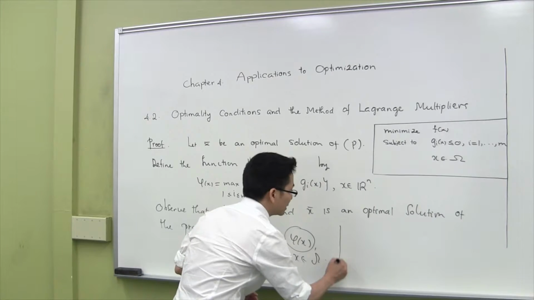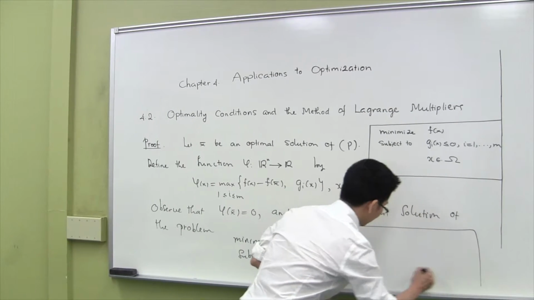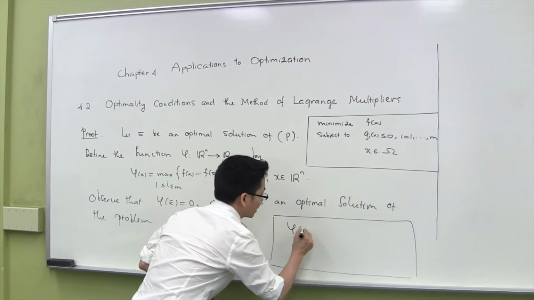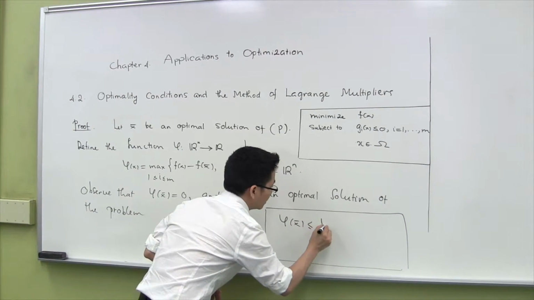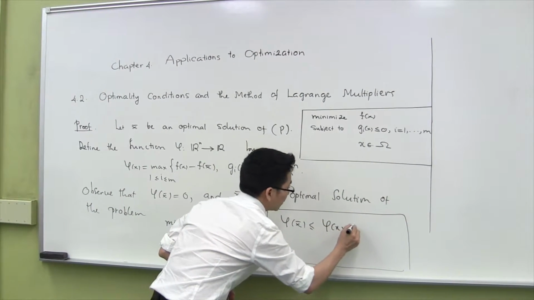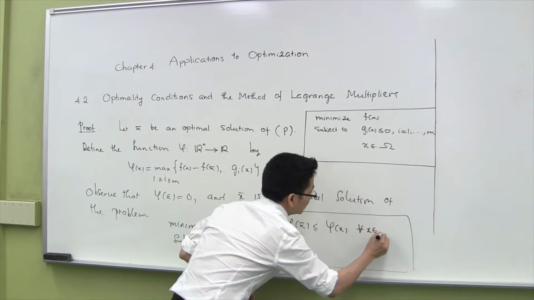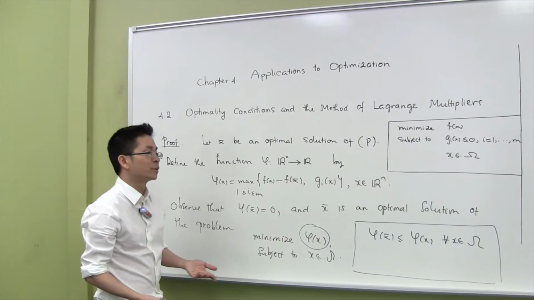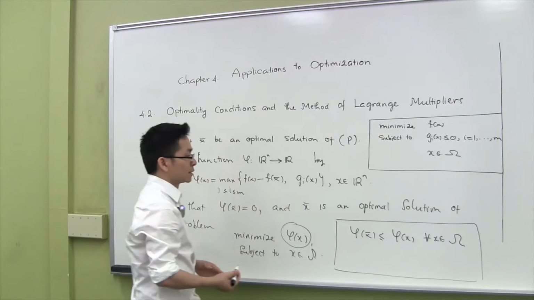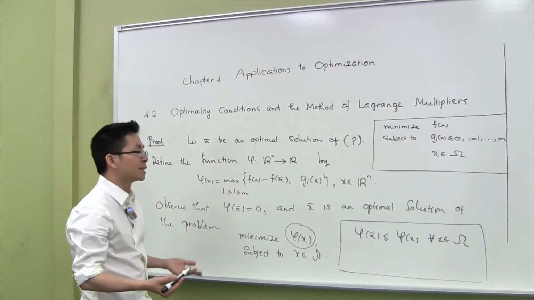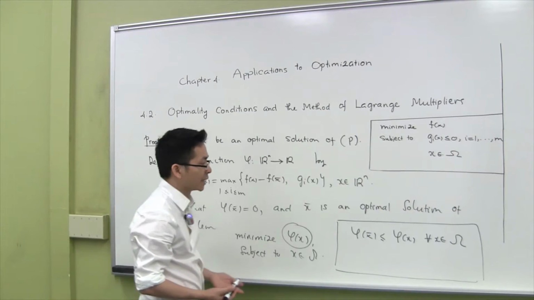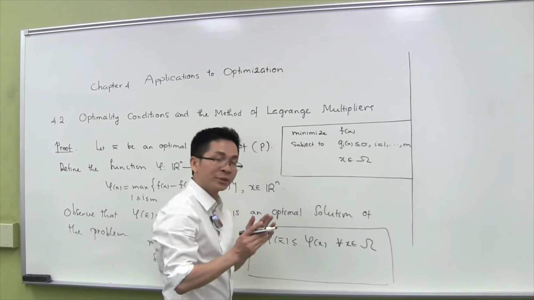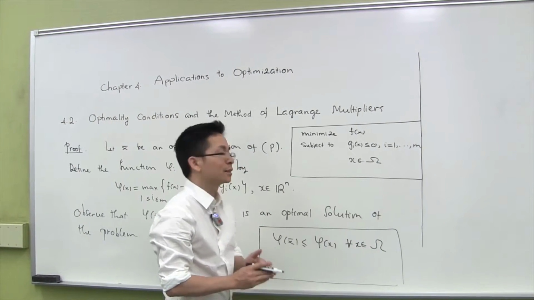Okay, so we can really check this by showing that phi of x bar is less than or equal to phi of x, and this is true for all x in omega. I'm going to give a hint to check this. We actually consider two cases for x. We fix any x in omega, and we consider two cases.